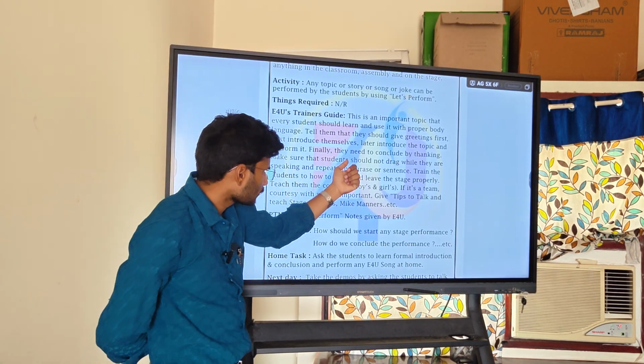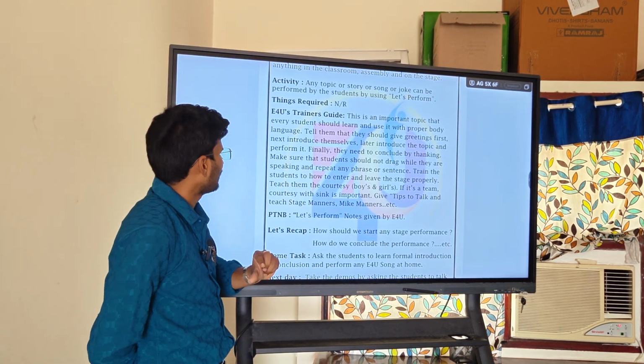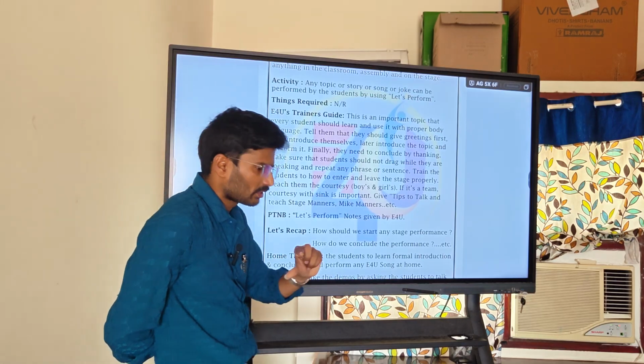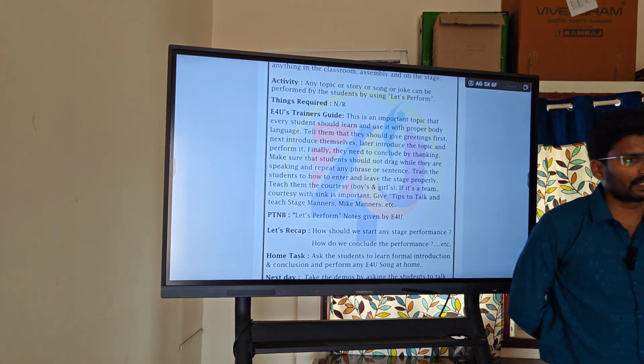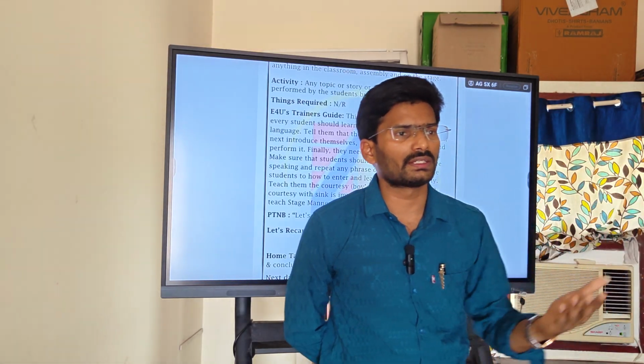Make sure that students do not drag while they are speaking and do not repeat any phrase or sentence, which is very important. Whenever they are going to narrate any story, if they forget, generally they have a habit of repeating it.